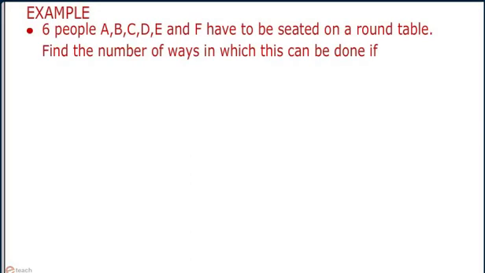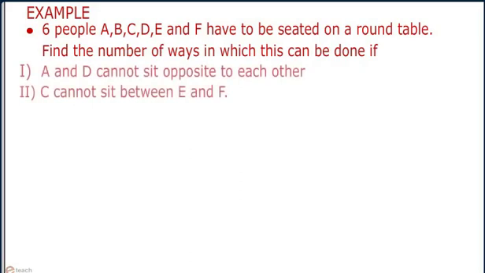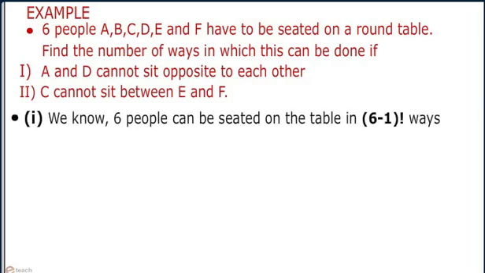Let's have an example. Six people A, B, C, D, E and F have to be seated on a round table. Then find the number of ways in which this can be done if 1. A and D cannot sit opposite to each other. 2. C cannot sit between E and F. Now let's see the solution.